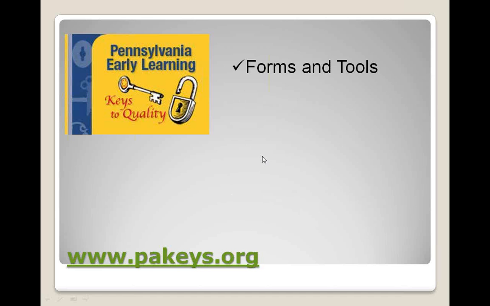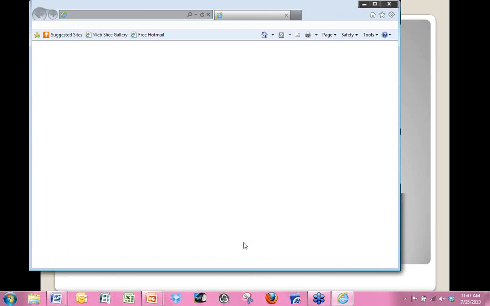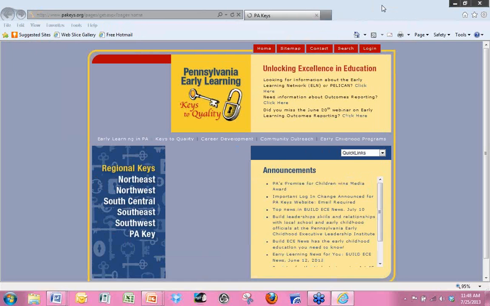Okay, so next is some of the resources that are available on the PA-Keys website. So I just want to point out there's a section on the PA-Keys website that says Forms and Tools, and this is where you're going to get most of your STARS forms, tools, optional tools, that kind of thing. So if you go to pakeys.org, and it's just going to bring up the website for me.